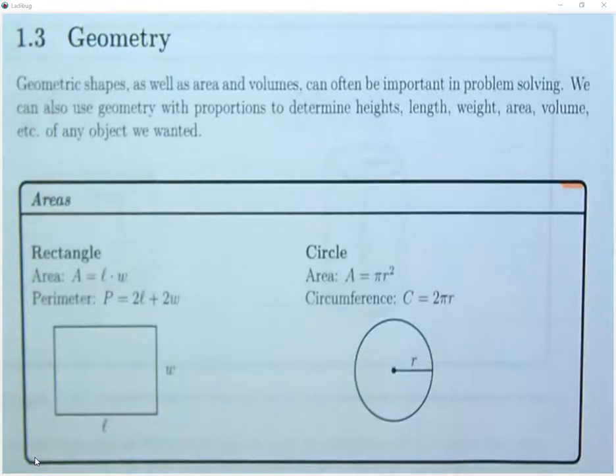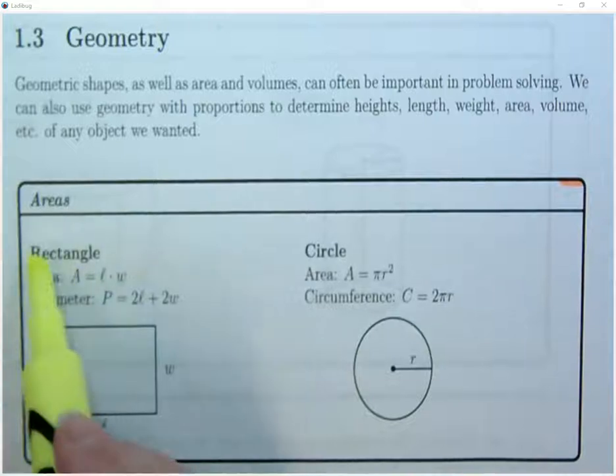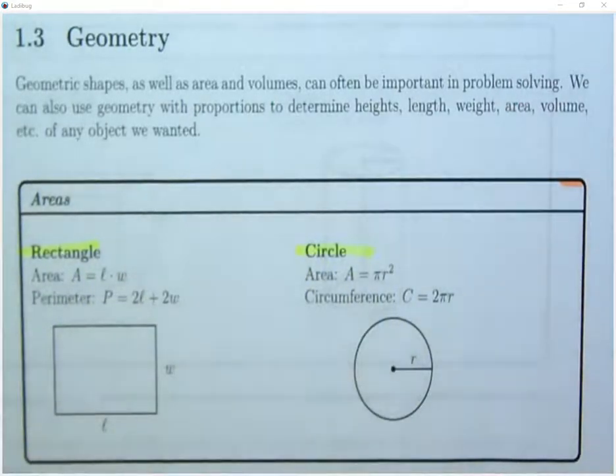Okay, now we're going to take up with page 13 of your workbook in chapter 1, section 3. This is geometry, problem solving type things. So we have our area of a rectangle, perimeter of a rectangle. The formula is there just to remind you. We also have the circle area, pi r squared, circumference is 2 pi r. So we're going to use those right now.